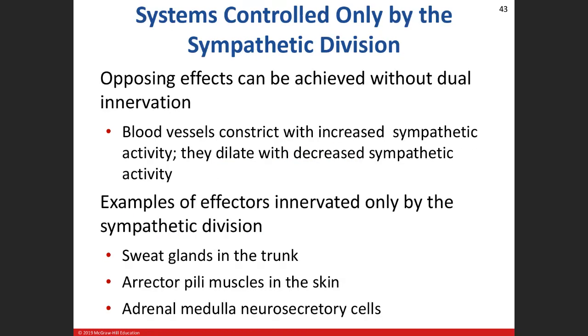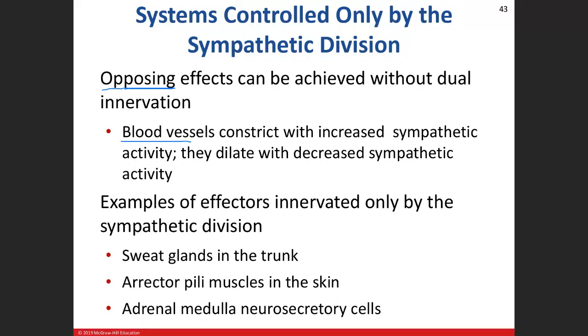Now we're going to talk about one division. Again, it always seems like we're going to the sympathetic nervous system, and I know we keep talking about the blood vessels here, but we can see how just one system can have opposing effects. We don't need dual innervation in this situation.